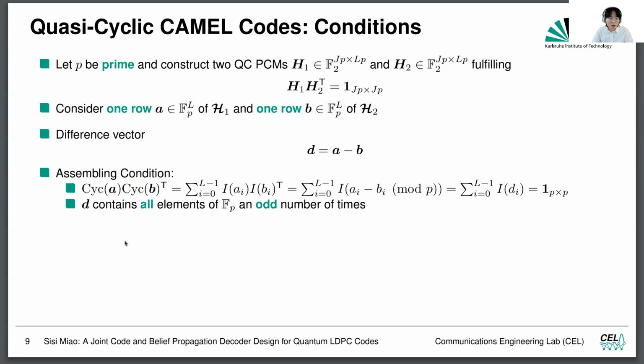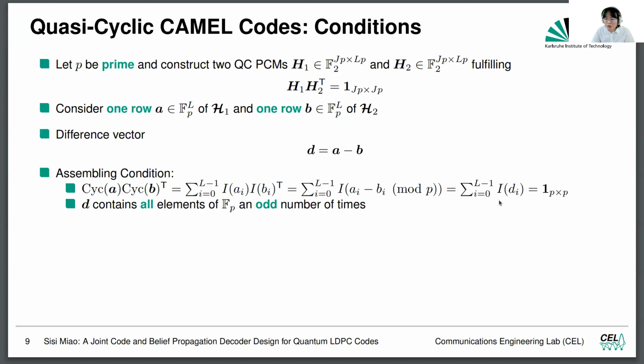Then we have conditions for getting a CAMEL code. The first is the assembling condition, where the lifted binary matrices' product needs to be 1. And what is the product of these two that we can calculate? This is essentially summing up I_{a_i} times I_{b_i}, where a_i and b_i are elements of A and B. Using the property of the CPMs, this is I_{a_i minus b_i}, which is I_{d_i}, summed up for all the i's.